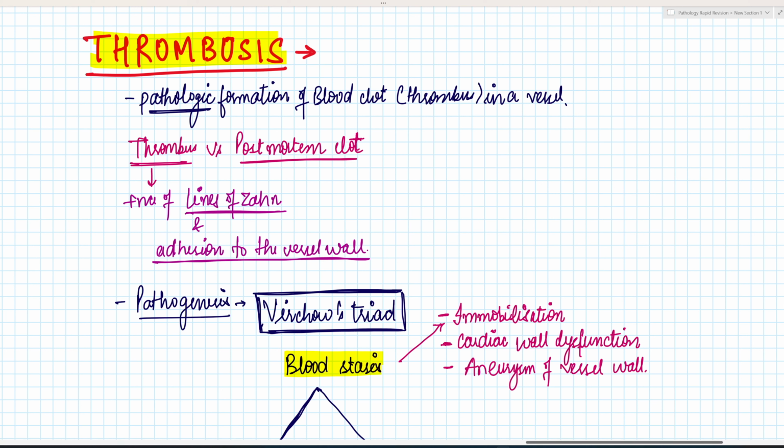So these two are characteristics of the thrombus which is formed in a living state, versus a postmortem clot, where there will be no lines of Zahn and there will be no adhesion to the vessel wall. Why does a postmortem clot form? Because in the postmortem state there is stasis of blood, and we know wherever there is stasis of blood there is a tendency to form a thrombus and a clot.